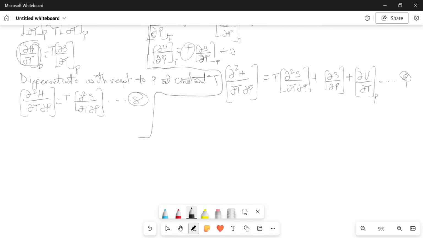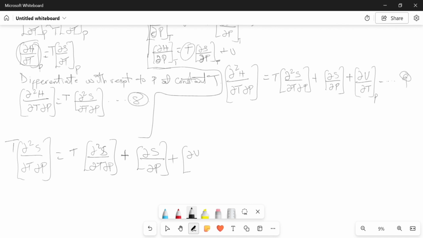So relating both together means we have t del squared s over dt dp is equal to, we also have t del squared s over dt dp. Write this very well. Plus we have ds over dp. Plus we also have del v over del t at constant pressure. Okay, these things are the same.